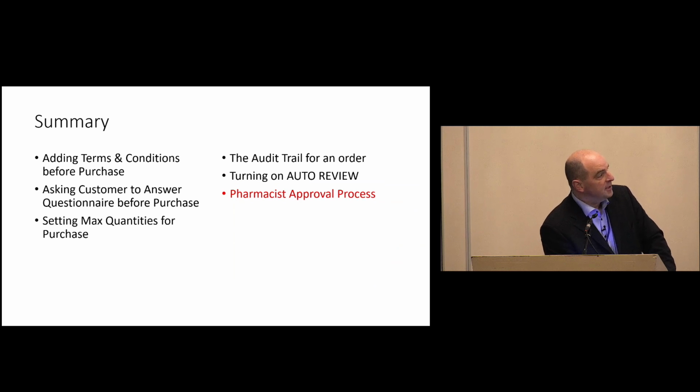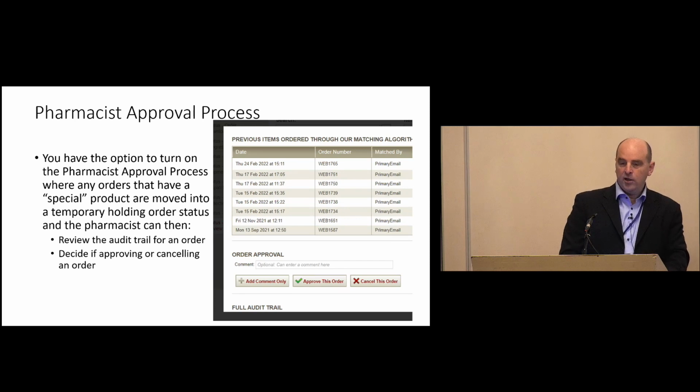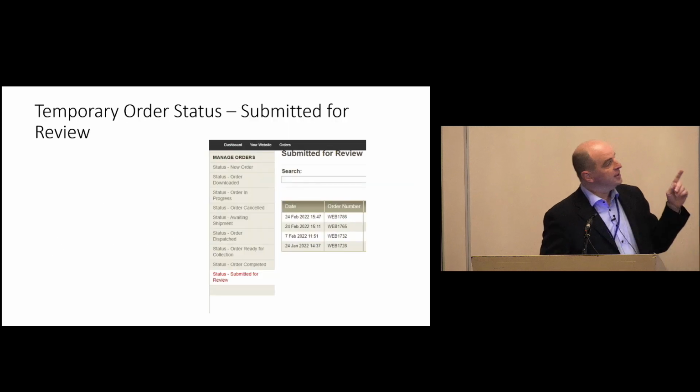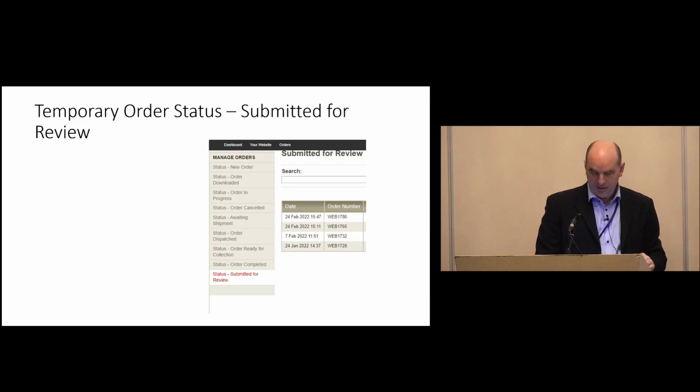And then there's the pharmacist approval process. This is another new feature where you can turn on the pharmacist approval process, which means any item that has a special product in it doesn't go into new order status. It goes into a special order status. Just go forward there and you'll see a new order status at the bottom of the list called submitted for review.